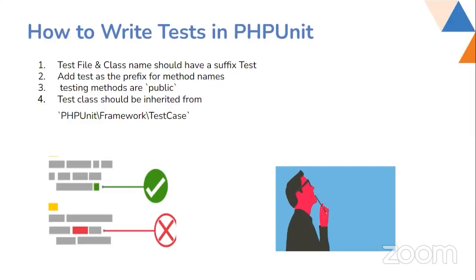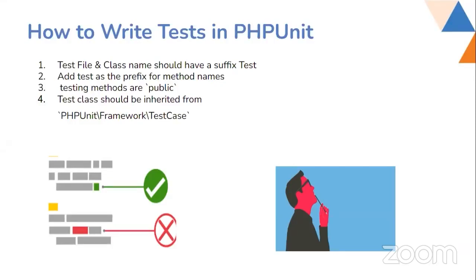Second step is, to do the testing, you have to write a function. For the function name also, you have to use a prefix. So if your function name is addition, then in that case, you have to add the prefix test before addition. So your function name will be testAddition. Third step is all the functions should be public. And another step is your test class should inherit from the PHPUnit TestCase. So these are the basic rules for PHPUnit testing.